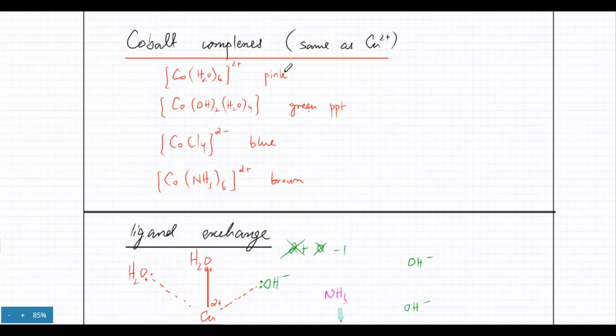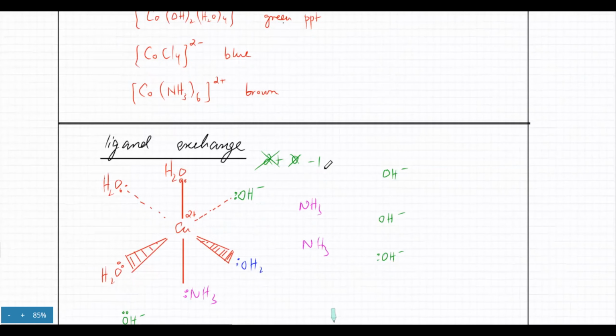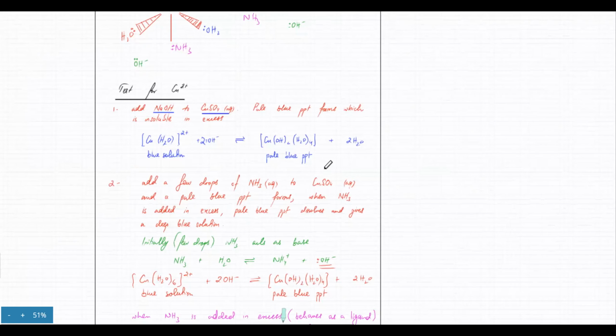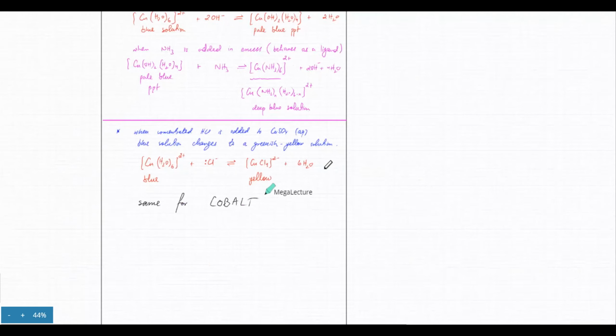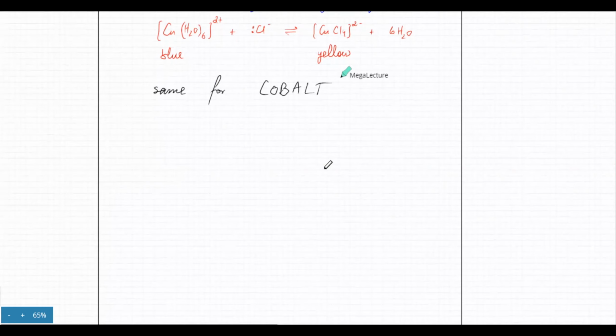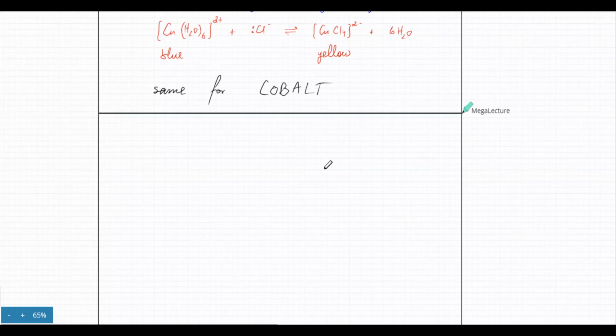So cobalt with water is going to be pink in color. Cobalt with it's going to be a green precipitate. Cobalt with chloride is blue in color. Cobalt with NH3 is brown in color. So that is the only difference that you have to remember. Otherwise, it's going to be the same for cobalt, the same explanation, the same equations, but the colors are different.